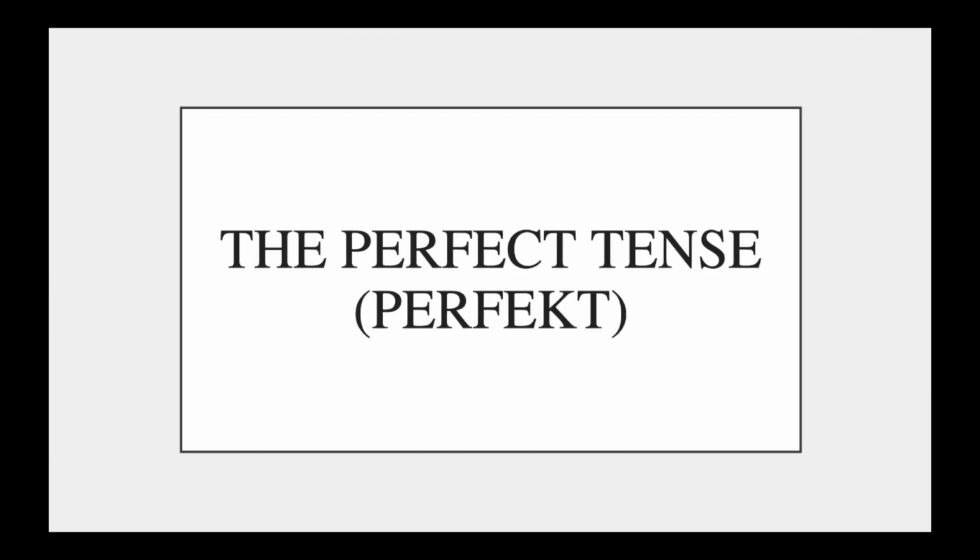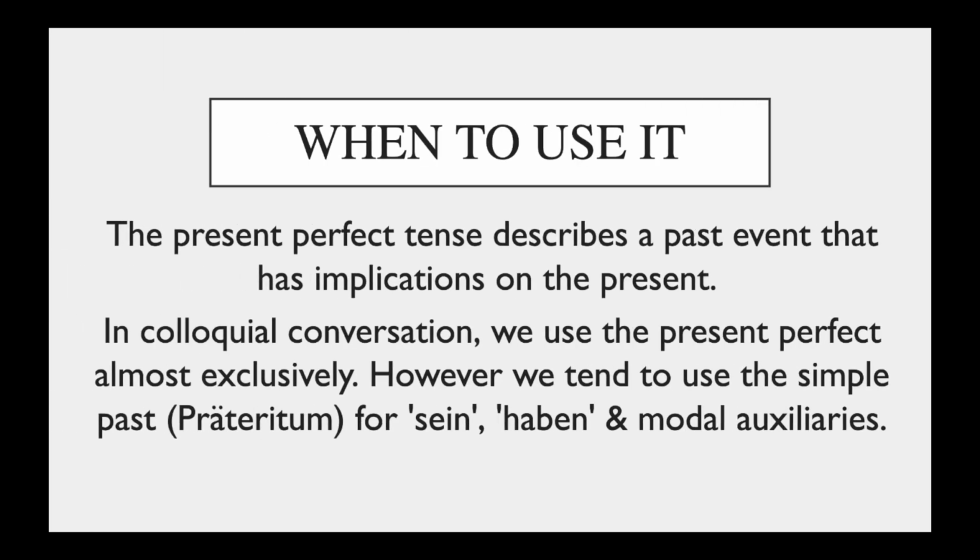This short video is about the perfect tense, das Perfekt. It is used to describe a past event that has implications with the present tense and in colloquial conversation. So in conversation in German, you use the perfect tense almost exclusively, with the exception of sein, haben, and modal auxiliaries, which we will see later. And for those, we use the Präteritum, or the simple past.